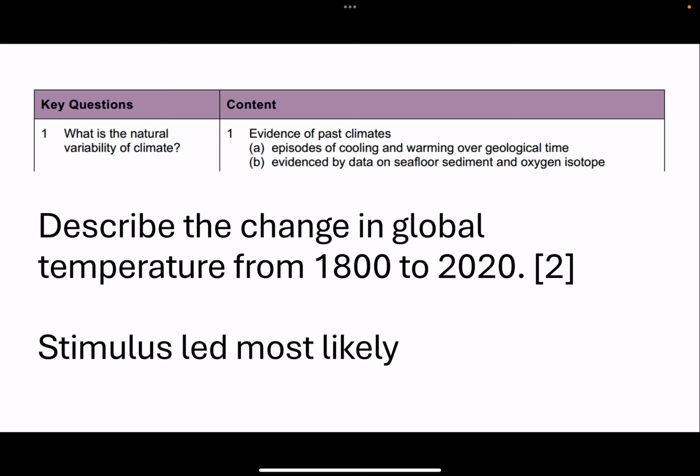Alright, so generally in this area here, what we tend to see would be describe graphical questions. Okay, stimulus-led line graphs that show spread of temperature across multiple years, and then them asking you to put down what would be a trend that you see.